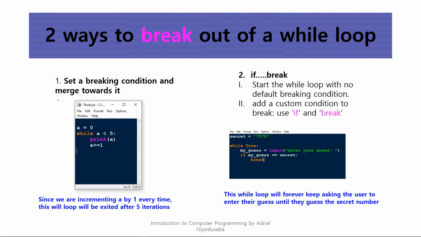Now, we have two ways to break out of a while loop. One way is to specify the breaking condition at the same time when you are initializing your while loop. So here I said, while a is less than 5, then I want to be doing these things. This means if my a is no longer less than 5, then this while loop will be terminated.